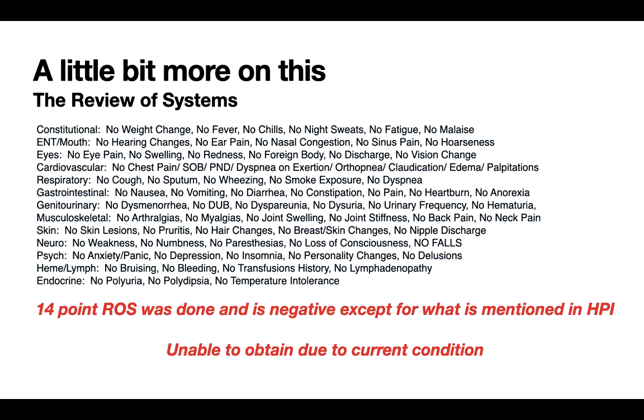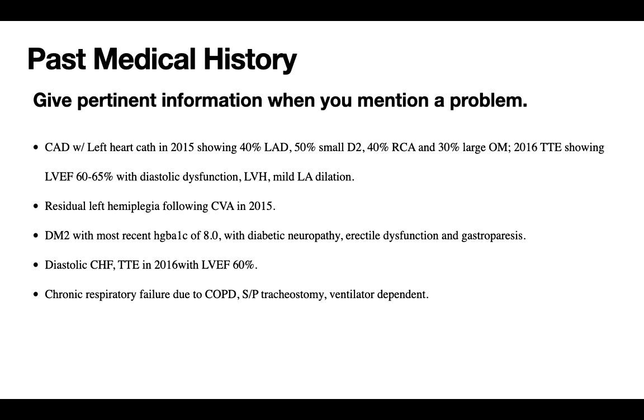if you can type the 14-point review of systems, do it. But you are going to be a big nerd if you do that. Or you can just use one of the shortcuts like the ones I have in red: 14-point review of systems was done and it's negative except for what's mentioned in the HPI. Or, if the patient is nonverbal, unable to obtain due to current condition. But yes, ideally you have to go through a review of systems.